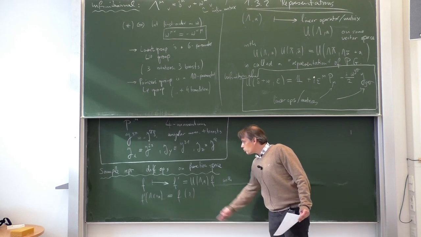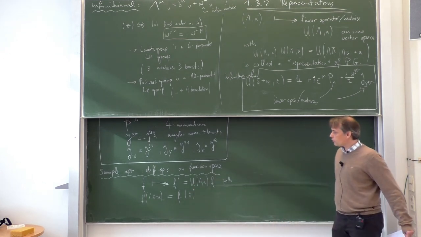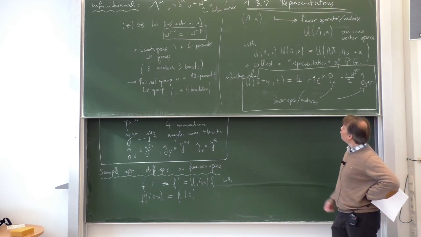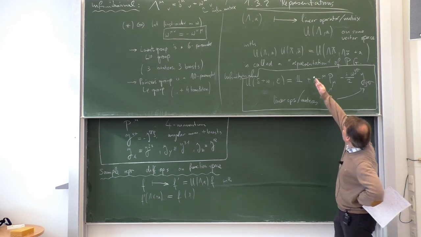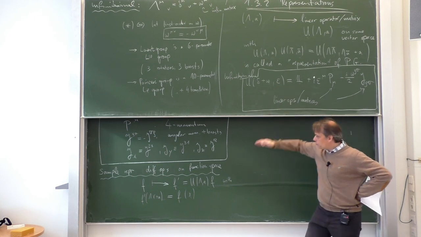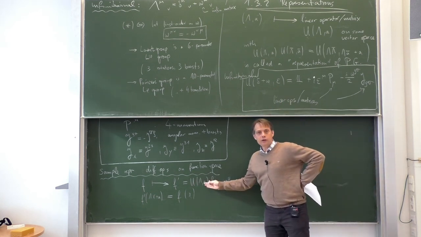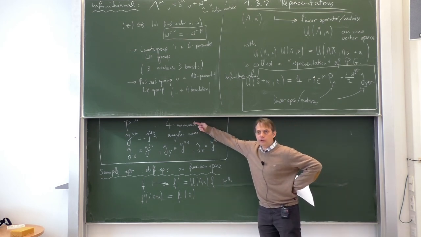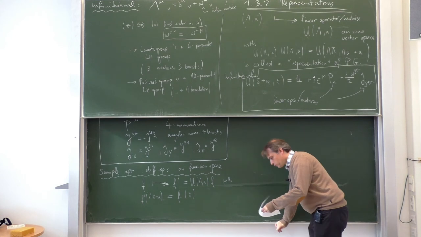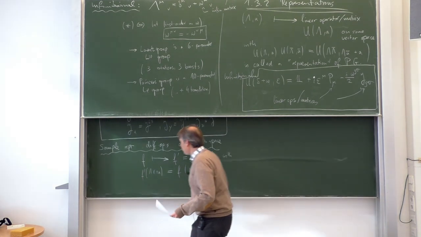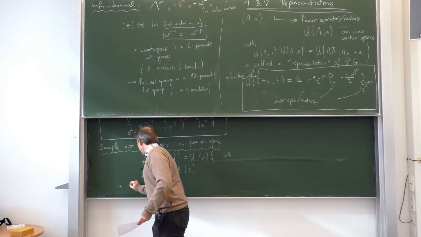And let's just assume that you have done the exercise and we are sure that this defines a representation. And then we can take this linearized form of this operator U(Λ, a) and read off the values of those operators P and J. So that, first of all, is a representation.